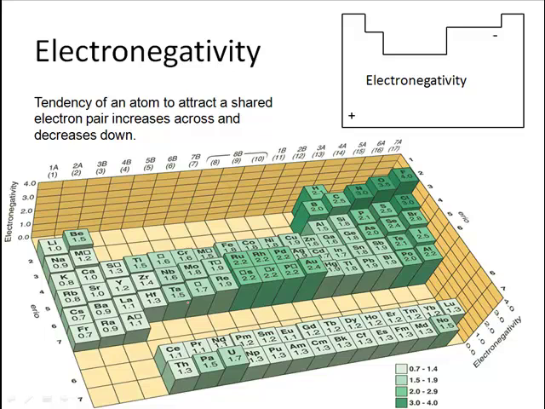So electronegativity is the tendency of an atom to attract a shared electron pair. It increases across and decreases down. So this is another way of visualizing the electronegativity trend. Which atom do we know has the smallest electronegativity? Francium down here. Sometimes it's called electropositive. Why? It's because it tends to give up those electrons. And then our fluorine is up here, the electronegative.